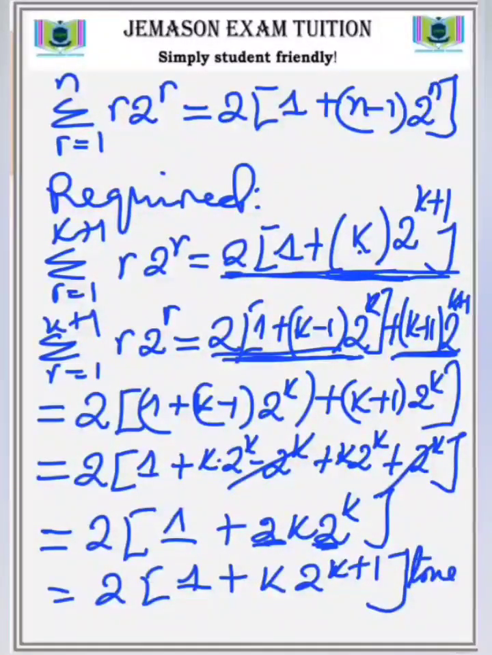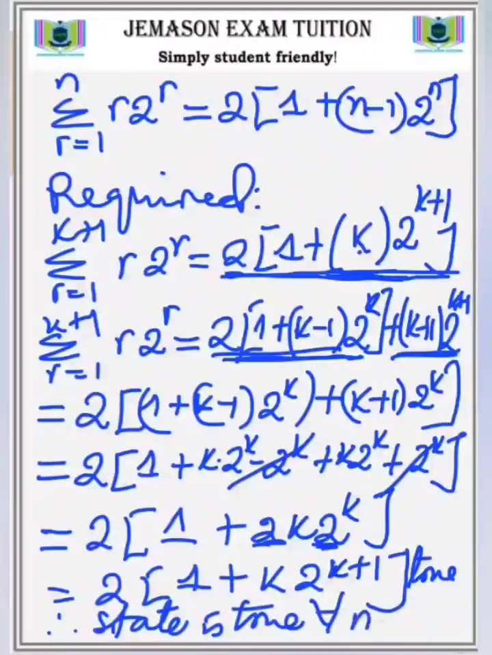So which is true for n equals k plus 1. So we can then conclude that the statement is true for all n elements of a set of positive integers.